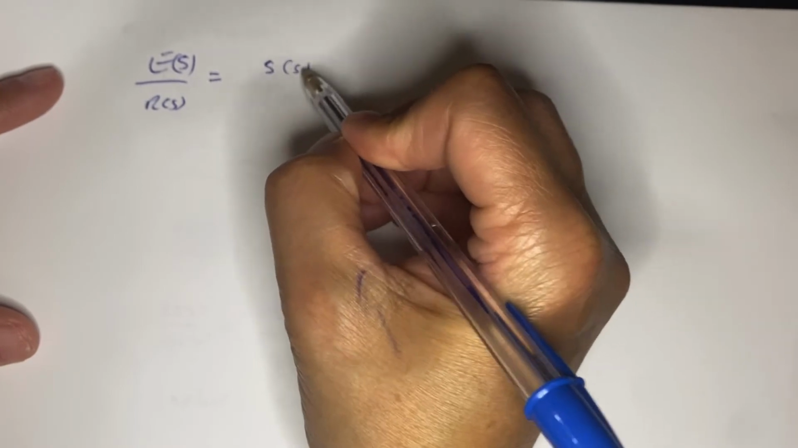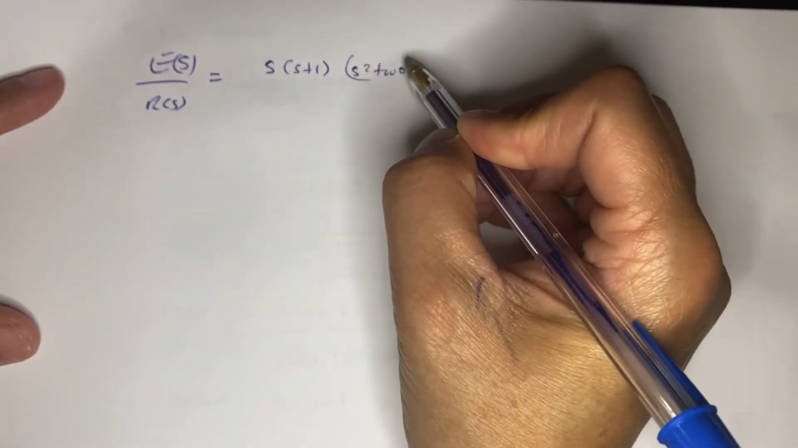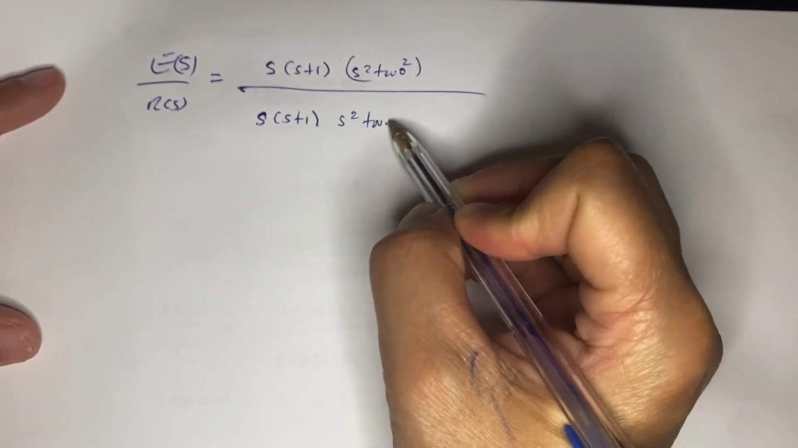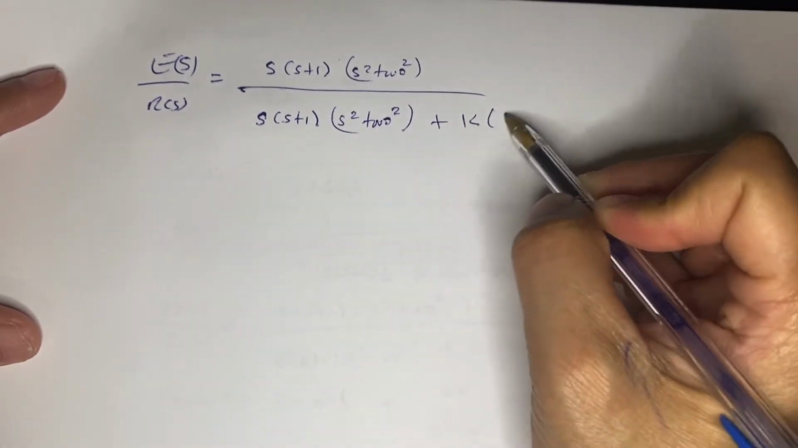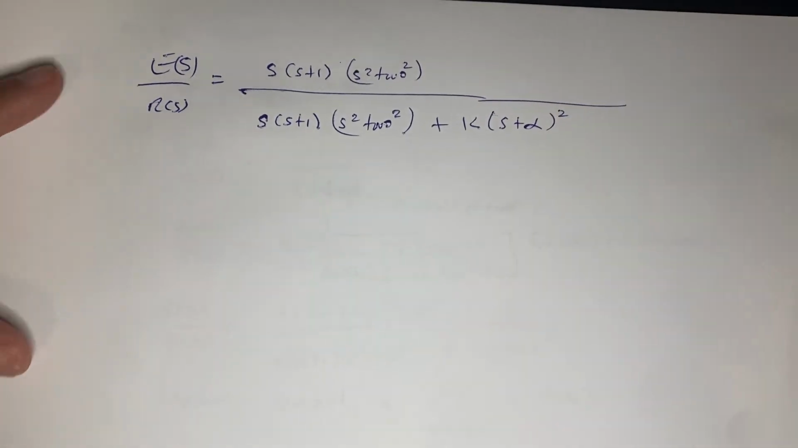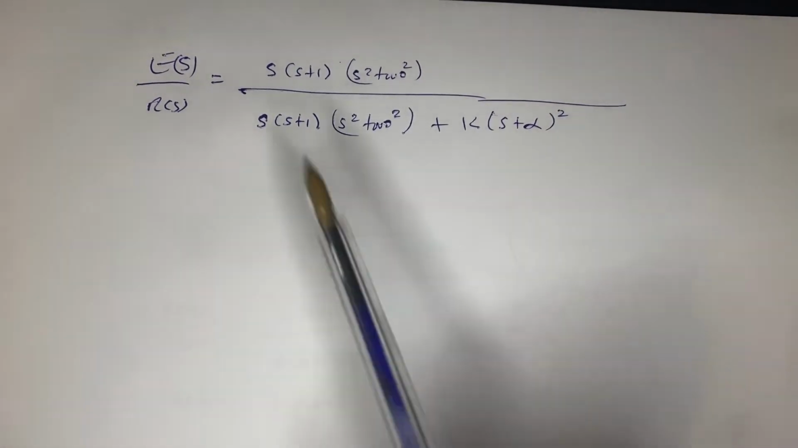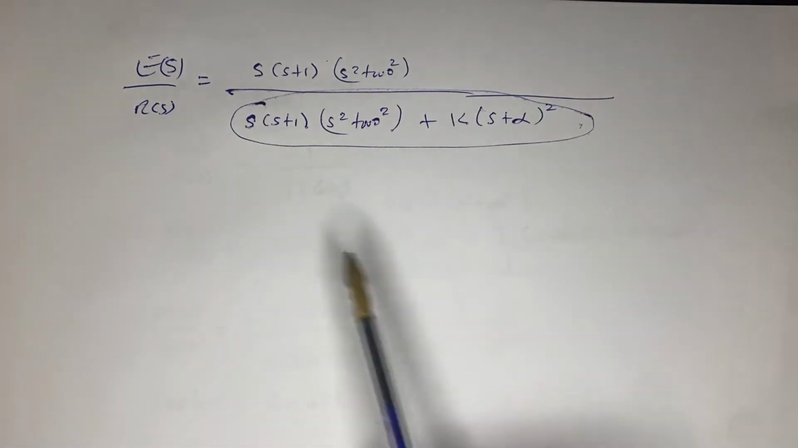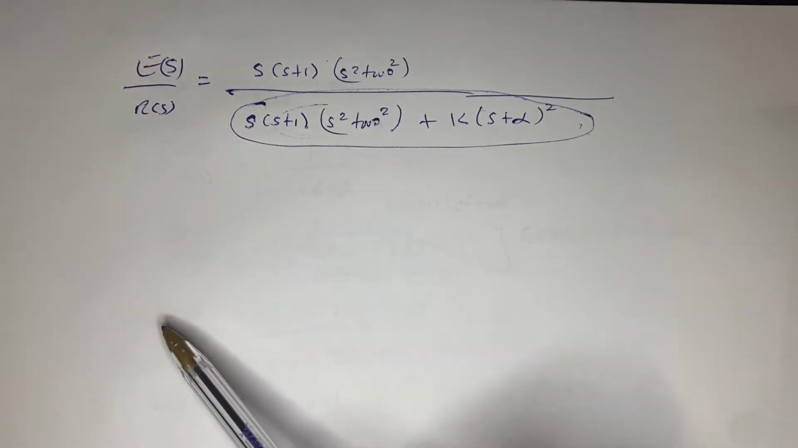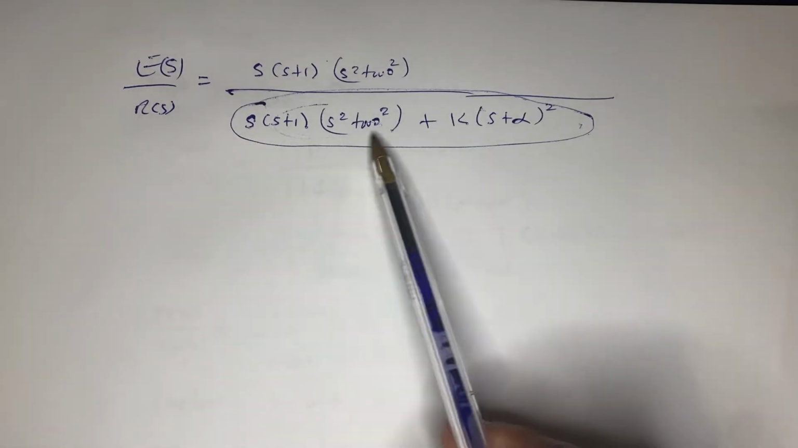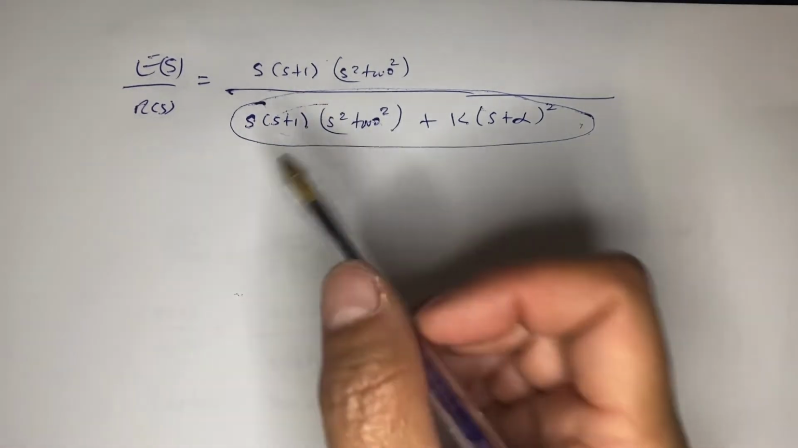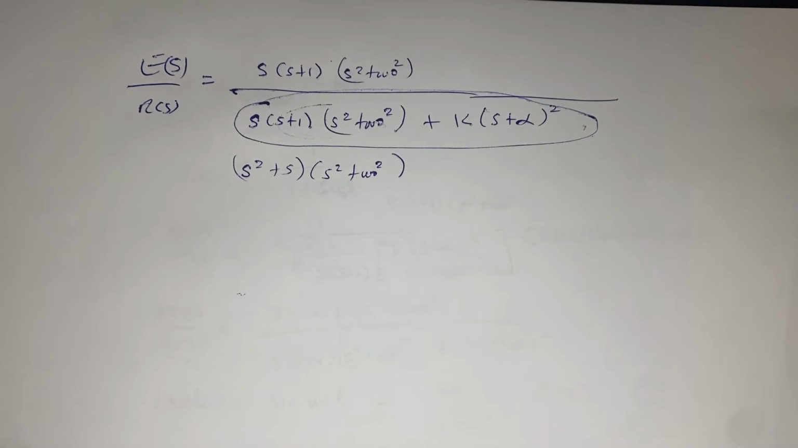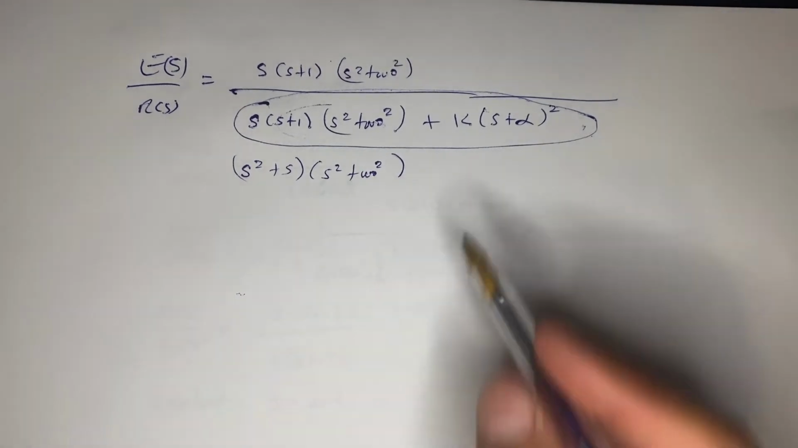It was s plus 1 times s squared plus W0 squared over s plus 1 times s squared plus W0 squared plus k times s plus alpha squared. The characteristic equation will be the denominator of this transfer function, so we need to simplify this a little bit. Let's start by working with these two terms here. These two terms can be simplified as follows. We get s squared plus s, multiplied by s squared plus W0 squared. And that will give us the following equation.